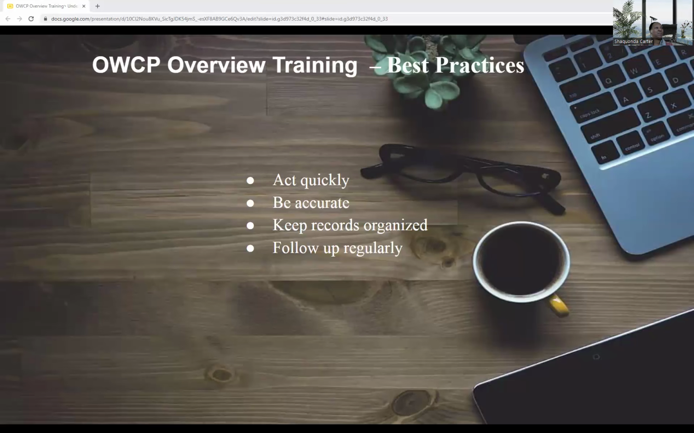All right, so if you remember nothing else, remember this slide here. These habits make the entire process smoother. So best practices: act quickly, be accurate, keep records organized, and follow up regularly.